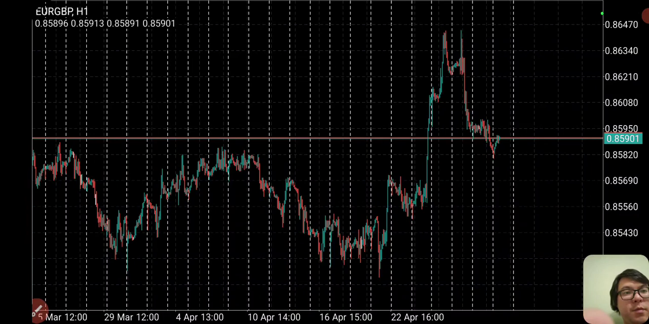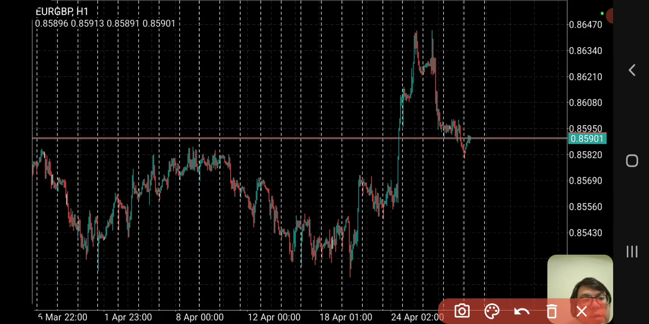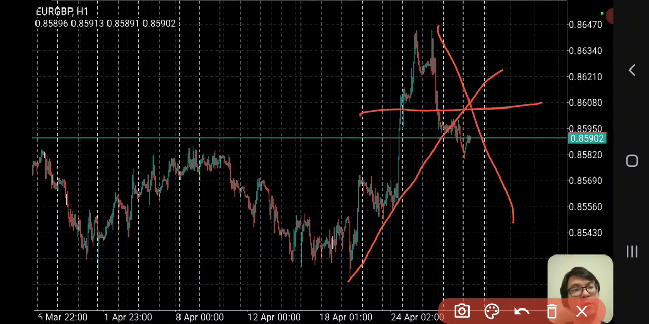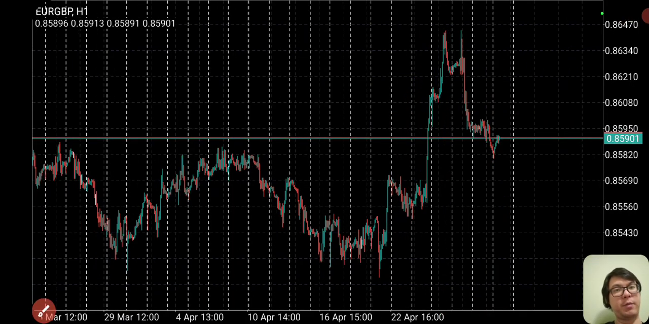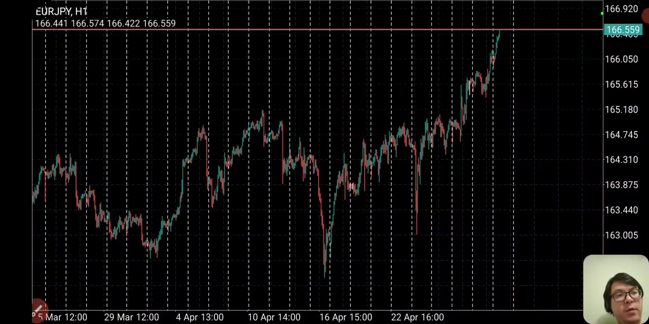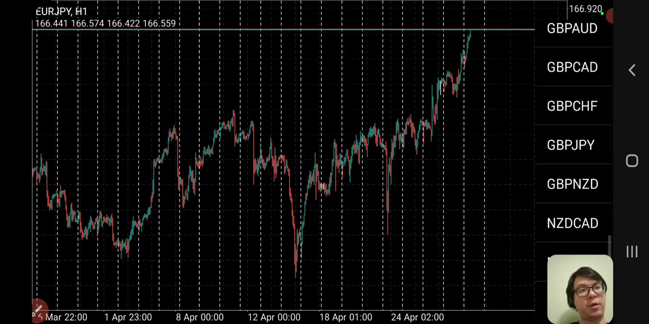Euro pound. China holding. No break. Nothing to trade. Okay. Downtrend trend line is holding. Even uptrend trend line break. We haven't seen any retesting on the resistance line. So no setup. Next one. Euro yen shooting up. No trade.